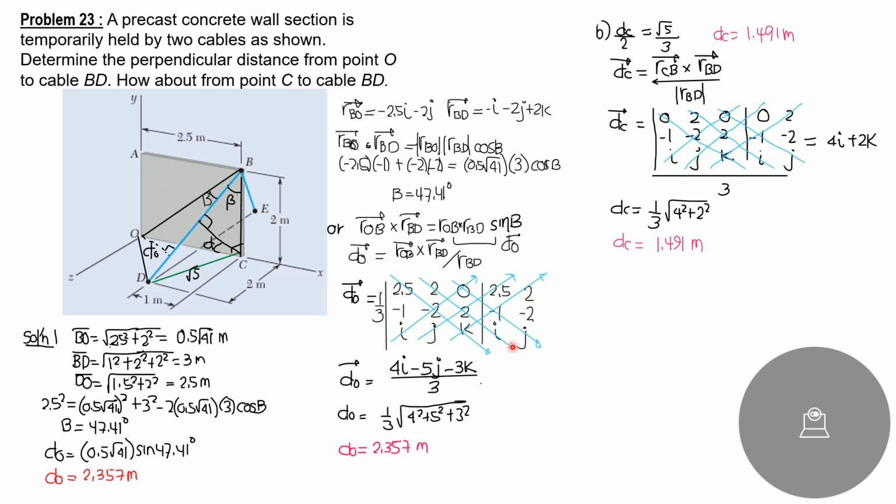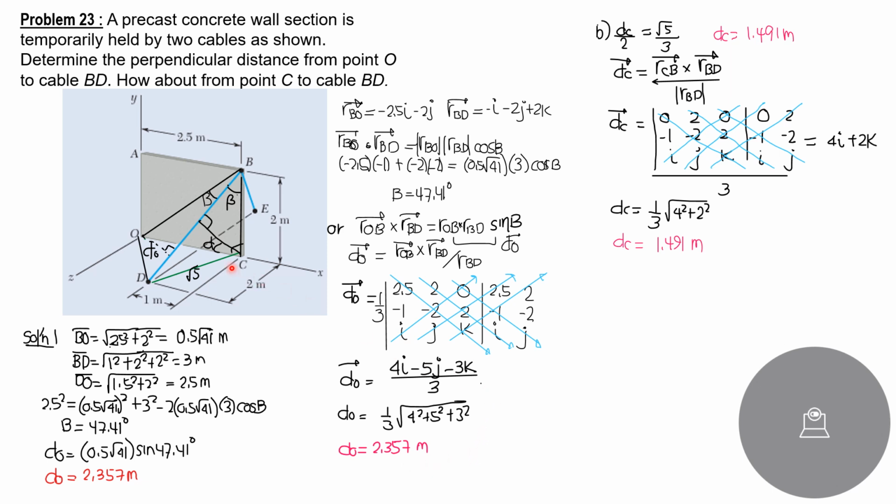So we have 2 times 2i, 4i minus 0, so 4i. Then 0j minus 2 times 2.5, 5j, so negative 5j. Then negative 5k minus negative 2k, so that's positive 2k, so negative 3k, then 1/3. Then the magnitude of the result in the numerator is square root of 4 square plus 5 square plus 3 square. Then divide by 3, so it's also 2.357 meters.